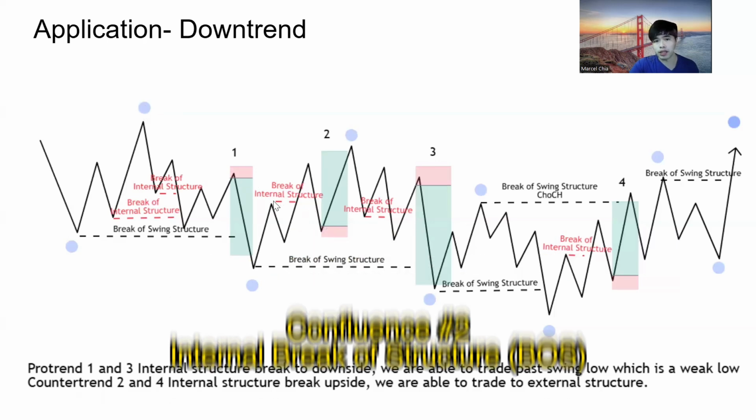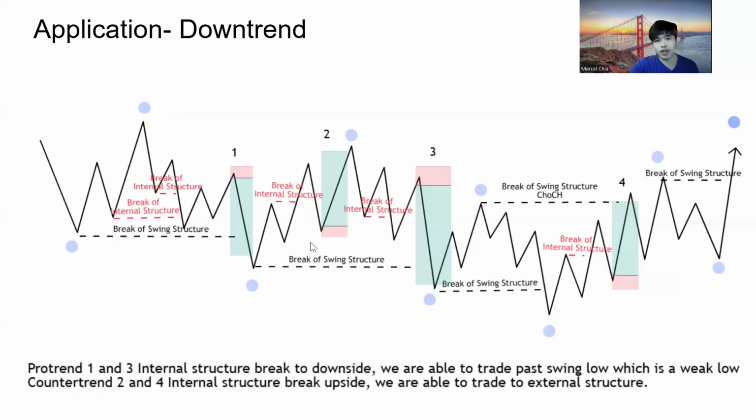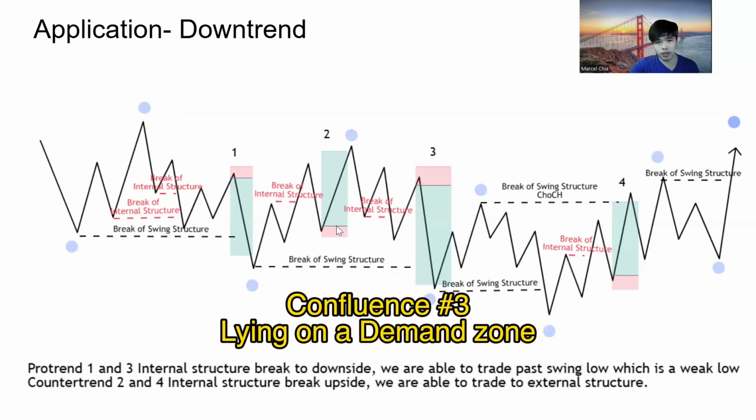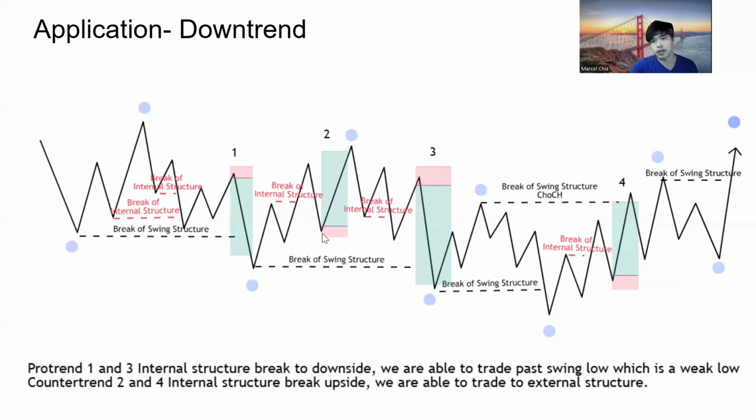Number two, there's an internal break in structure to the upside. And number three, it falls very beautifully at a discount zone or the demand zone here. So this is where we can potentially enter another trade, where at the very least, we can hold till this internal range liquidity has been swept, right?